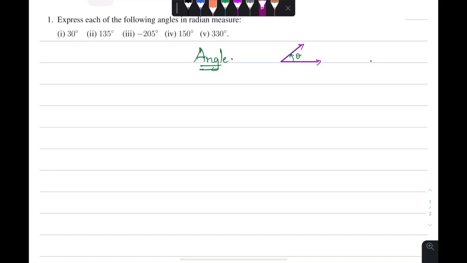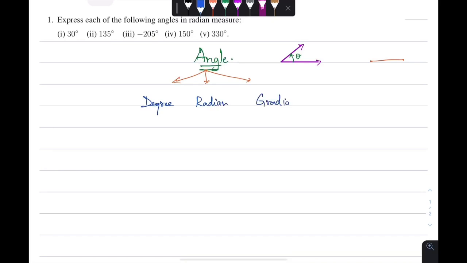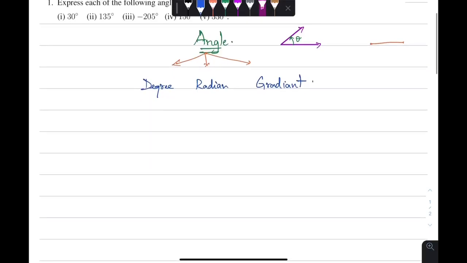Just like we have a linear measure, when you have a distance between two points, you measure it using standard units like meters. Here in angles, we measure it using degree, radians, and gradient. These three are the units to measure angles: degree, radian, and gradients.